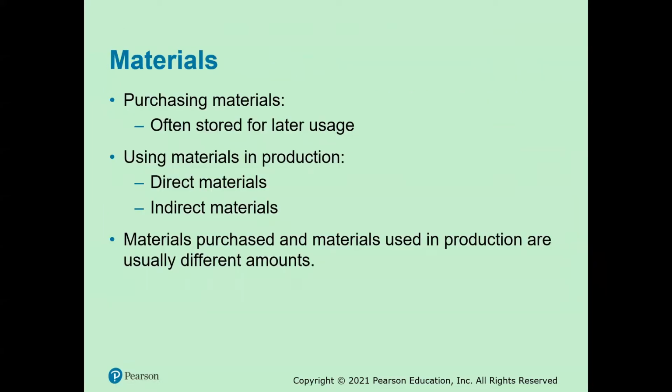There are 2 aspects to accounting for raw materials. One is purchasing materials, and the other is using materials in production. Raw materials do not have to be used immediately when purchased and can be stored for later use. Materials purchased and materials used in production are usually two different amounts.